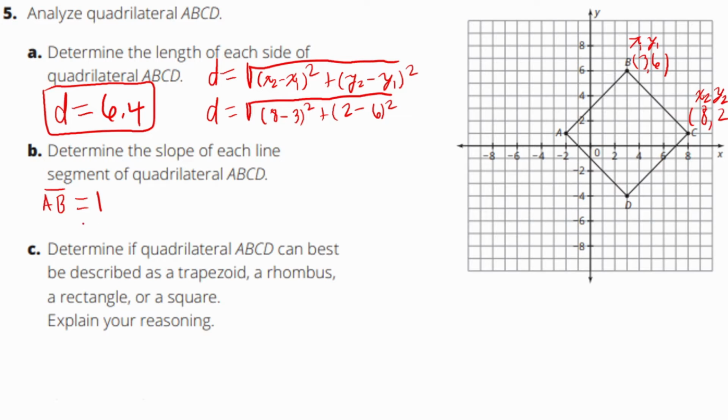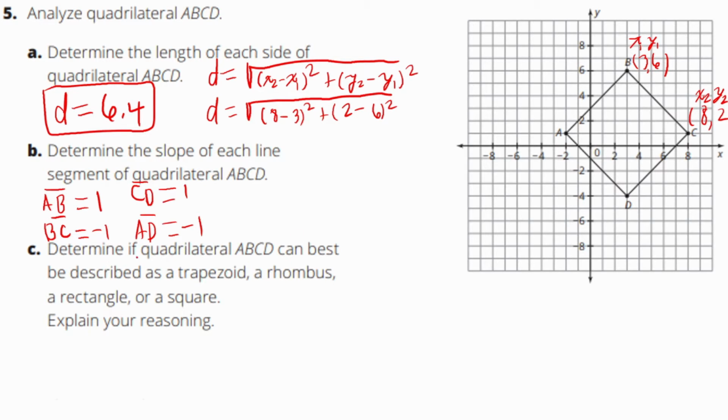And then our slope for BC is -1, because we go right 1, down 1, right 1, down 1, because it's rise over run. And that down 1 makes it negative. And then watch, CD is going to be the same as AB, which is 1. And then AD will be the same as BC, which is -1.